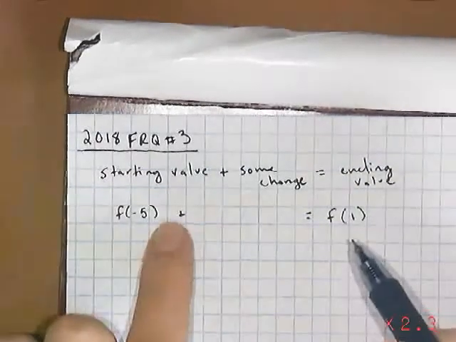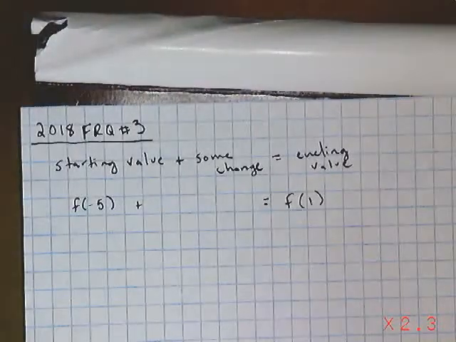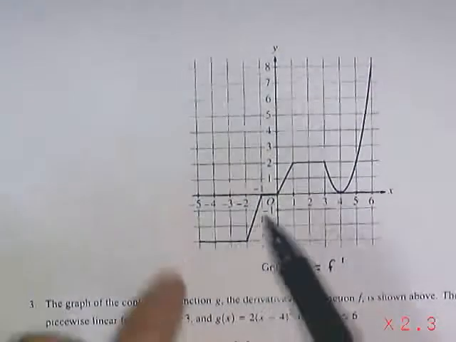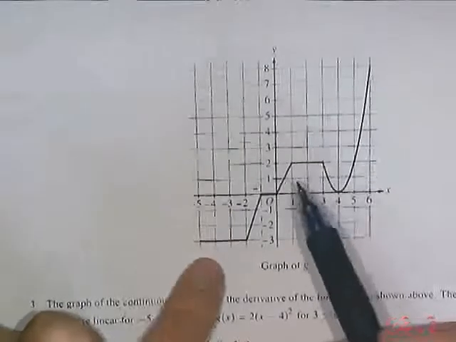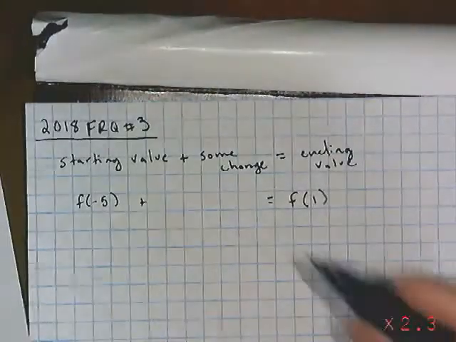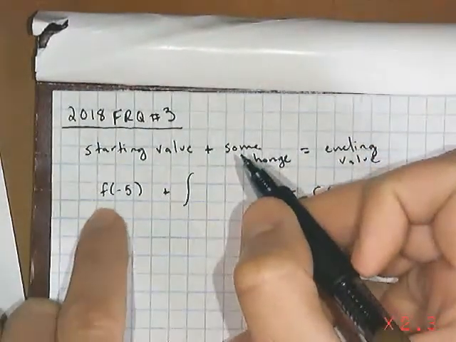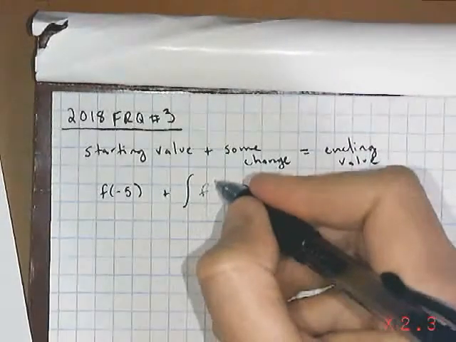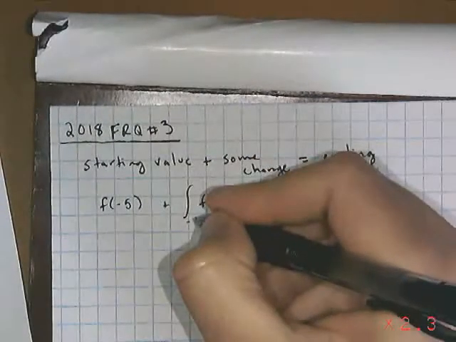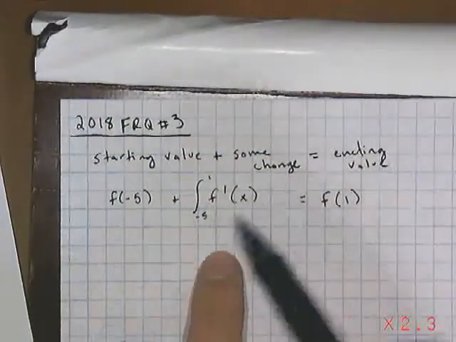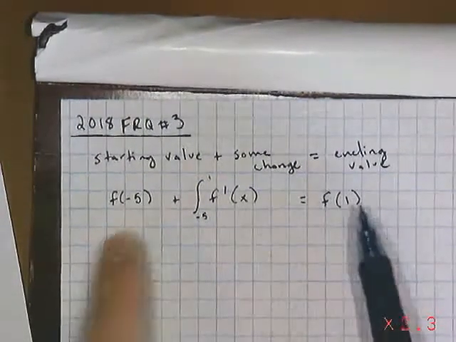And we know what f of 1 is. So f of -5 is an unknown. The question is, what is this some change? Well, it's exactly the accumulated change between -5 and 1. Accumulated change? Oh, integral. So the change is going to be the integral of the derivative of our function, from our starting value of -5 to 1. This accumulates the change, and if we start here, these are all the changes, we'll end up at the function value.